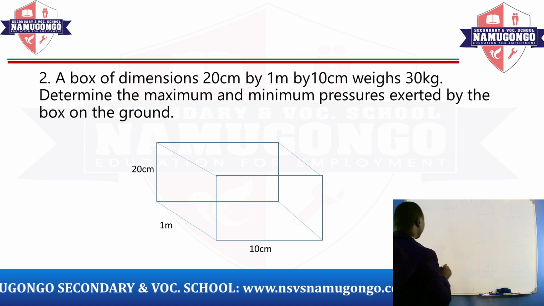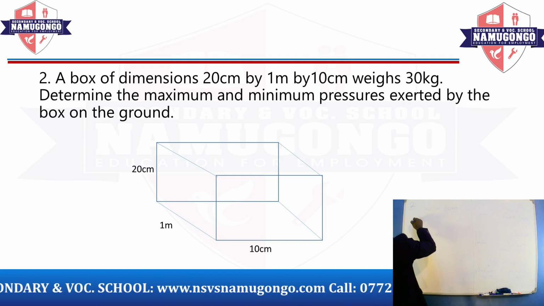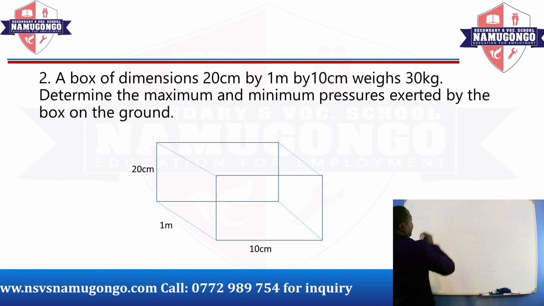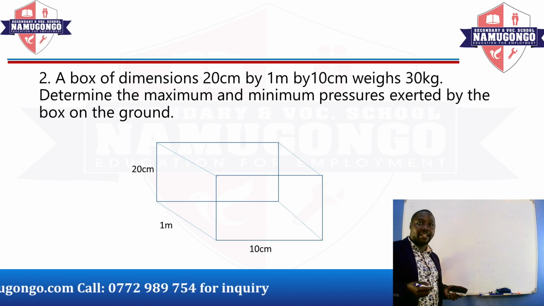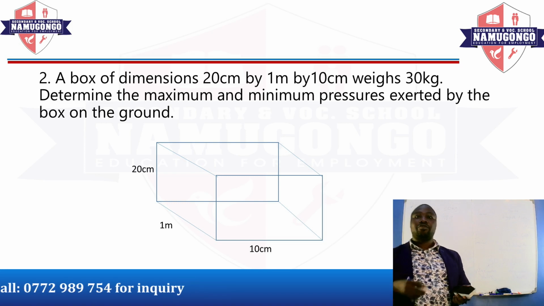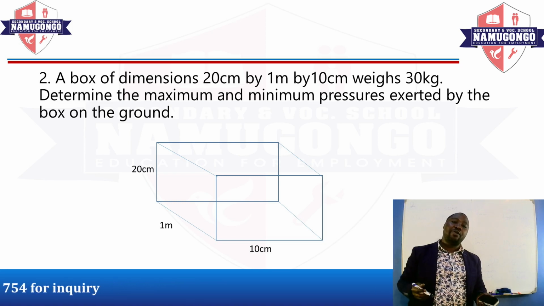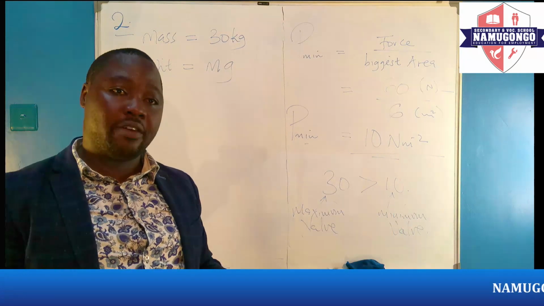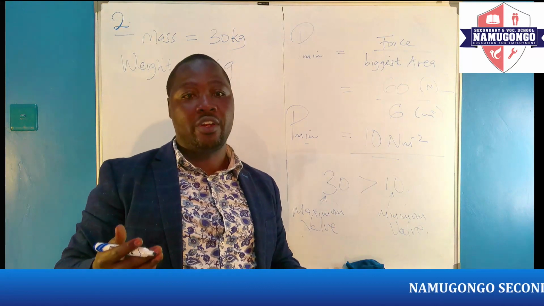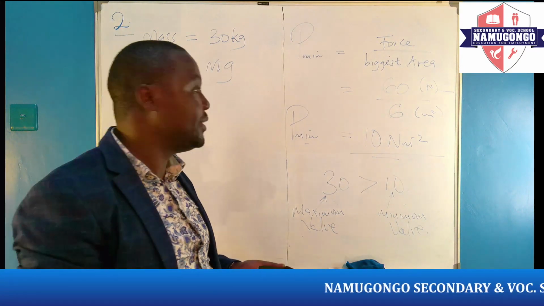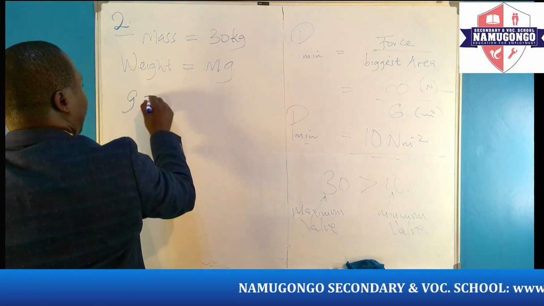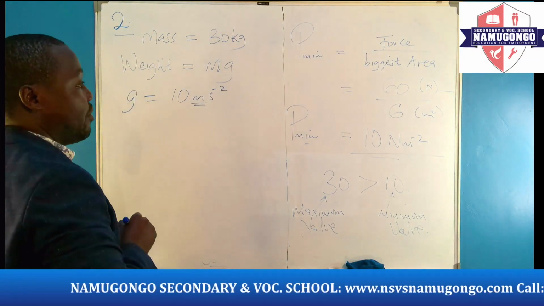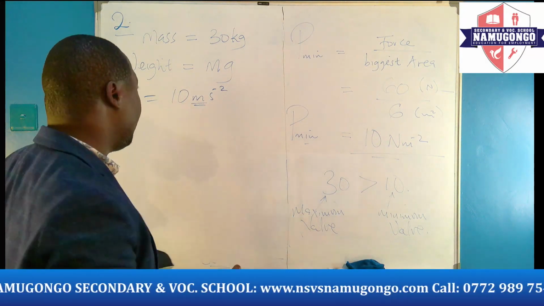But remember that to get the weight, we get the mass times gravity, acceleration due to gravity. And on Earth, acceleration due to gravity is always 10 meters per second squared, for O-level students. But those in A-level, we use the exact value, which is 9.81. So our g is 10 meters per second squared. This is a constant. It's the value that will be given to you.